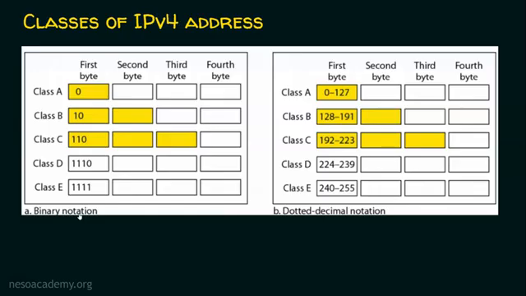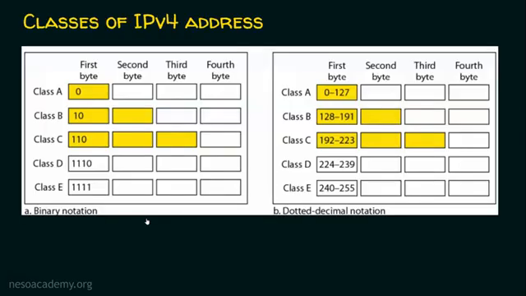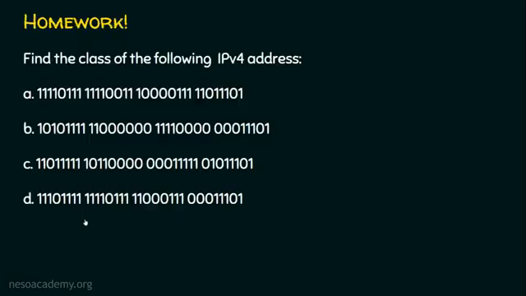Now let's see the homework question. The question is, find the class of the following IPv4 addresses. We are given 4 IPv4 addresses, but this time the IPv4 addresses are given in the binary notation. Just observe the bits in the first octet and find the class of these IPv4 addresses. Pause this video for a while, take the help of this slide and try solving this problem, and post your answers in the comment section.